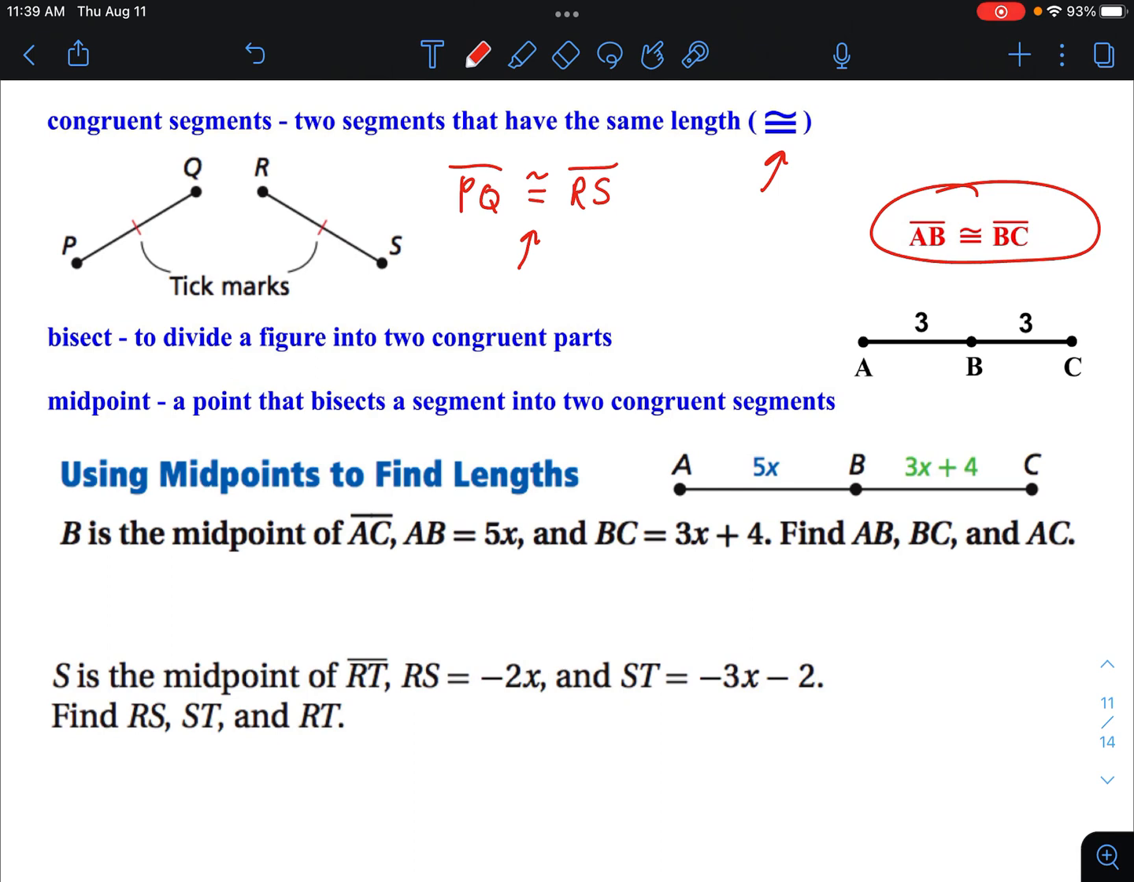AB is congruent to BC. Normally we don't call it a bisecting point, we'll just call it a midpoint, but you get the idea of bisect means to cut something into two congruent parts, whether that be lines, angles, whatever it will be.